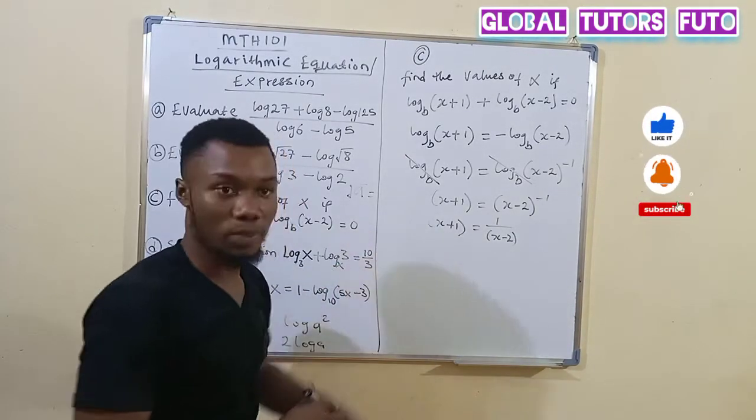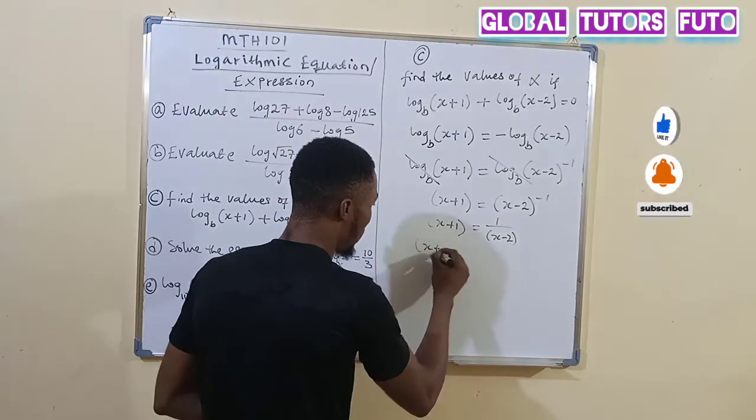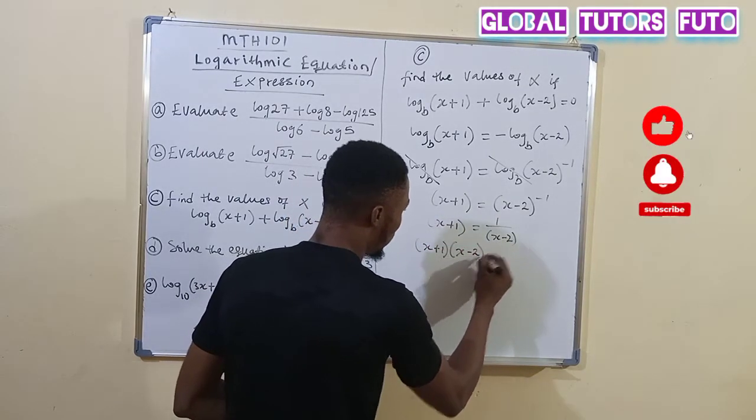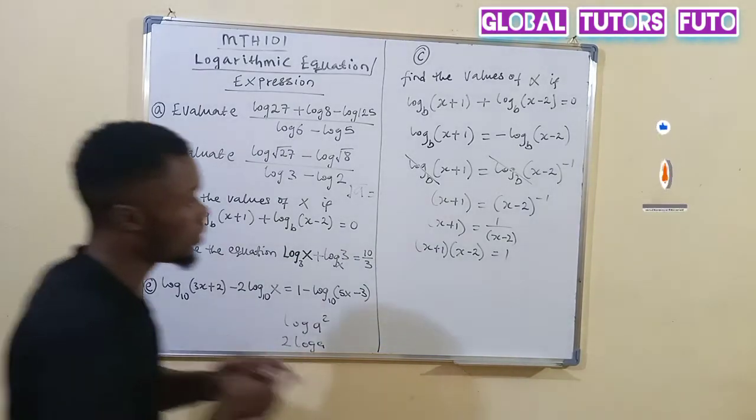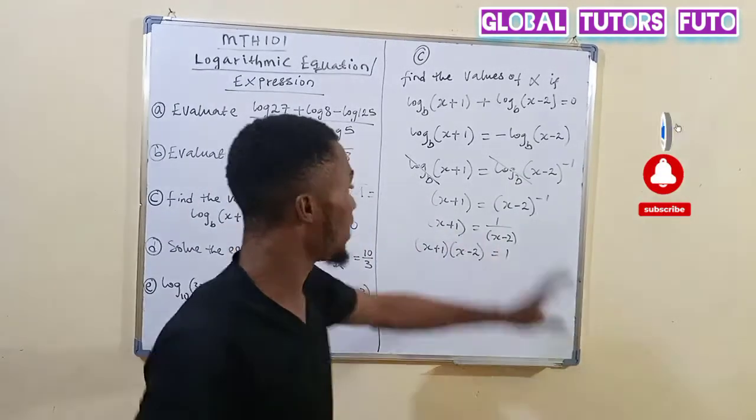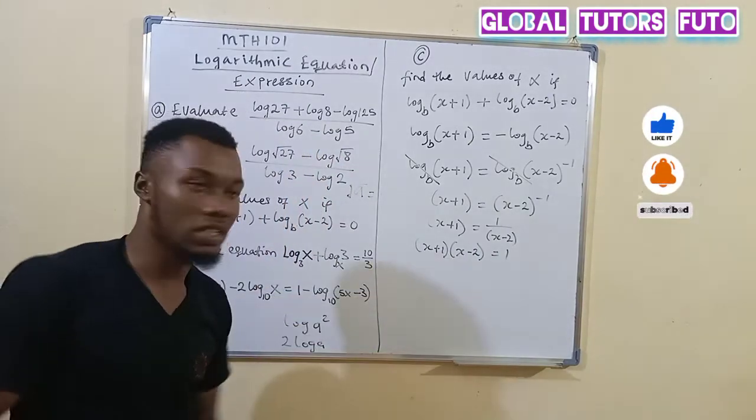If we cross multiply this, we are going to have x plus 1 bracket x minus 2 is equal to 1. So this is what we have. When we simplify this, what are we going to have?